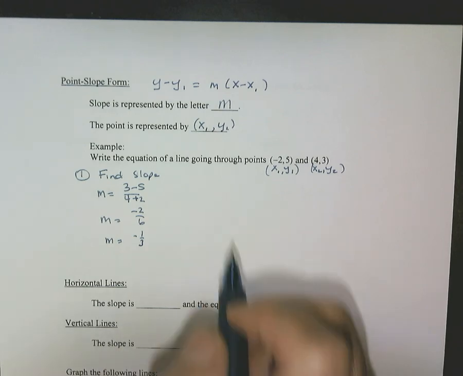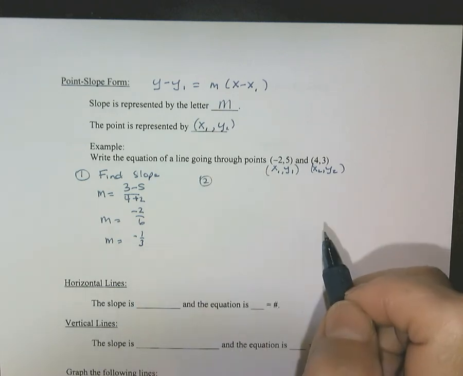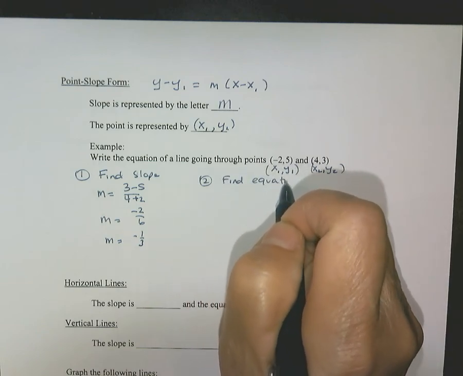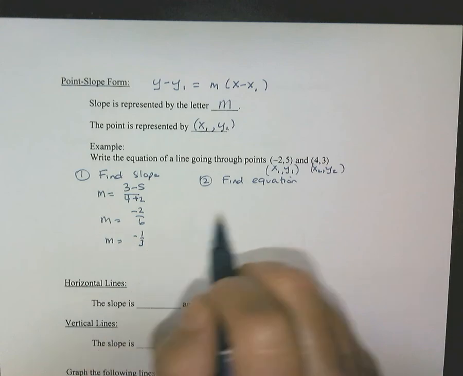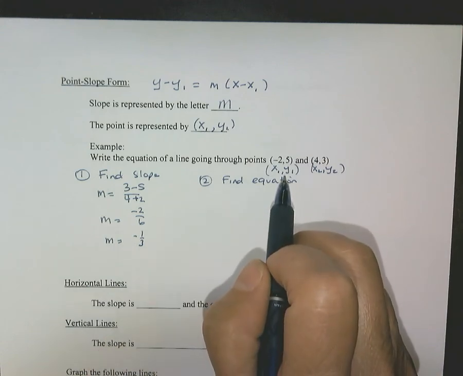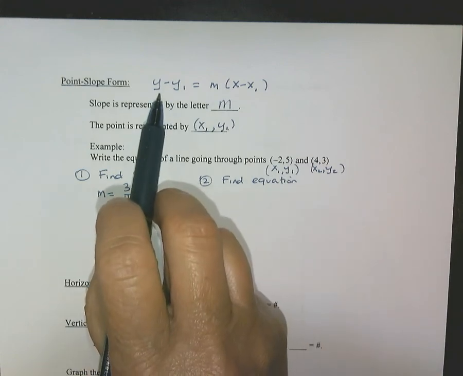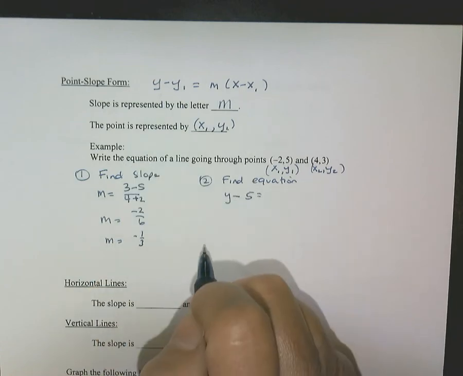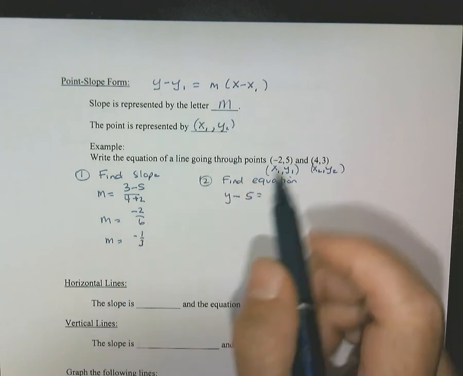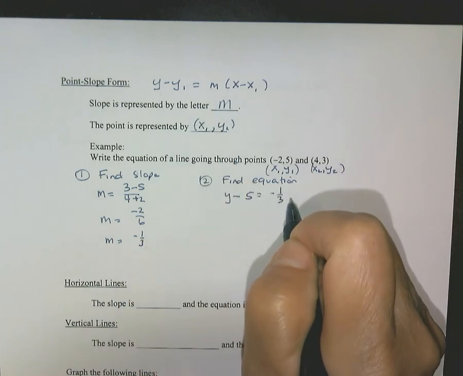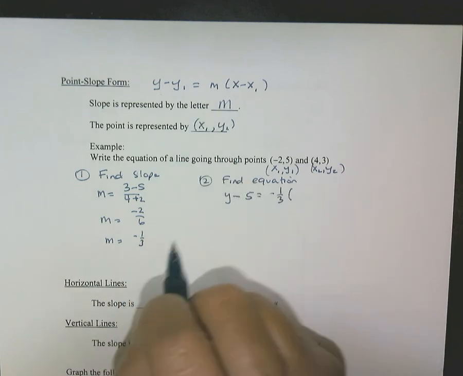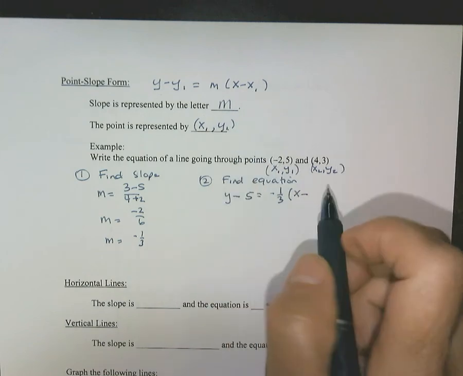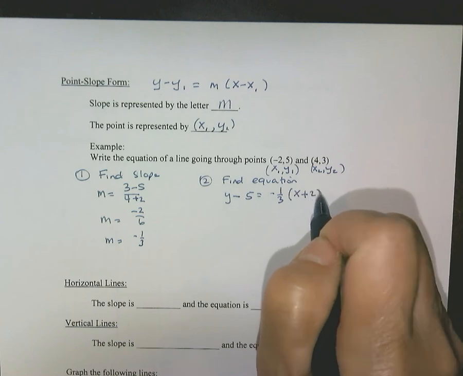The second thing I'm going to do is find my equation. So I know my slope, and I'm going to use this first point, x1, y1. So go back up here, I have y minus y1. So y minus 5 equals the slope, so equals negative 1/3. And then I want x minus x1. X minus x1 is negative 2, so x minus a negative 2.